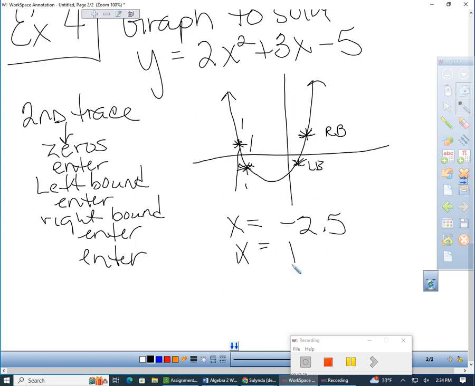Okay, go down to 0. Hit enter. Now you want to go to the left side of where this is. You want to move to the left until it goes above the x-axis. Yeah, keep going a little bit more. Okay, now you can hit enter. Now it says right bound right here, so you want to move it down until it's below the x-axis. Okay, hit enter. And then it says guess right here, so you just hit enter one more time. There's your first solution.